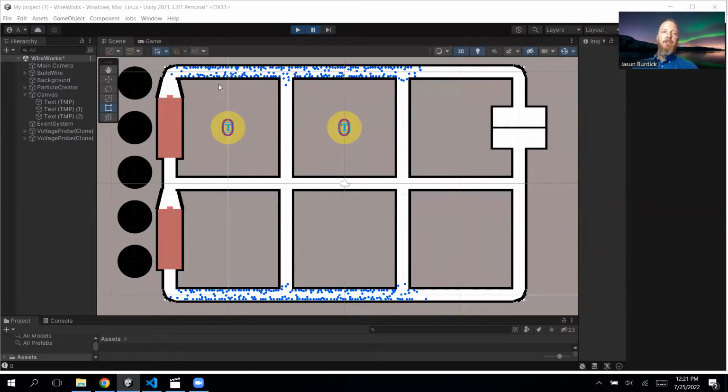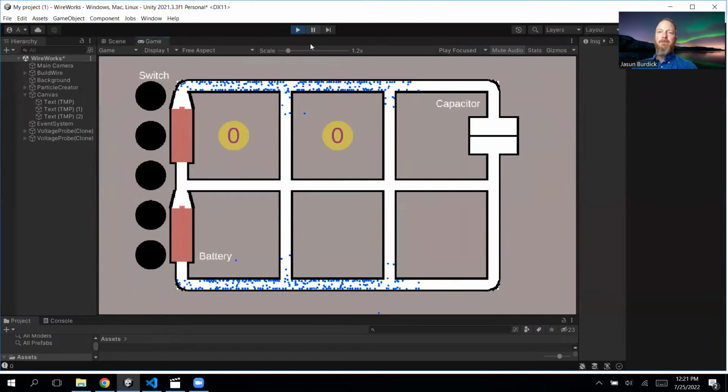This is our circuit simulation created in the Unity game engine. At the start of the simulation, 200 electrons are created in the upper conductor and 200 electrons, shown in blue, in the lower conductor. Let's start the simulation.